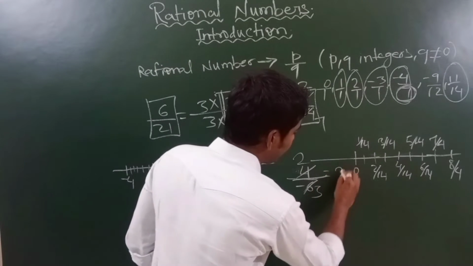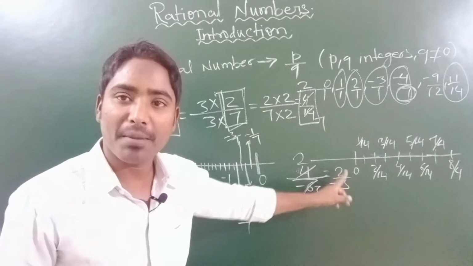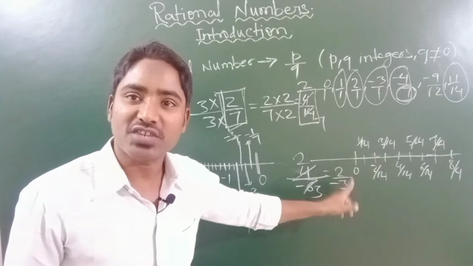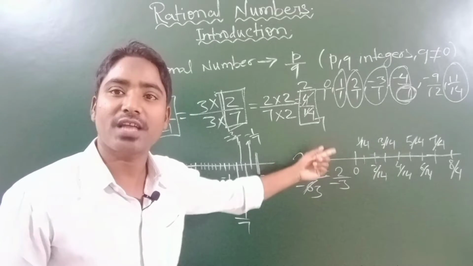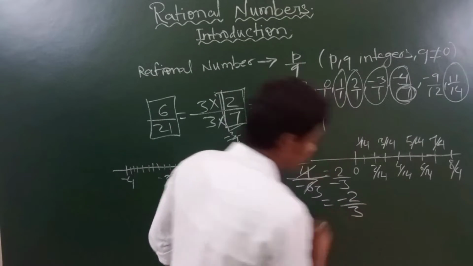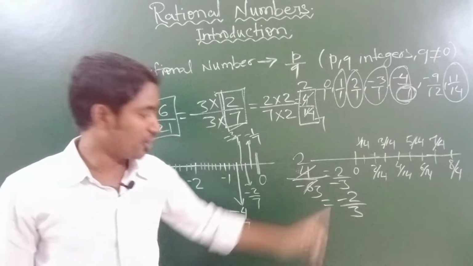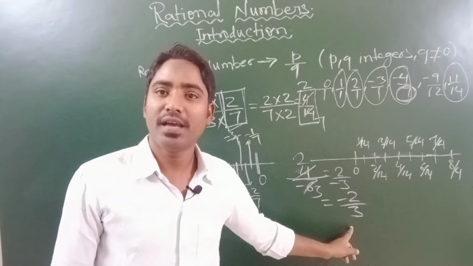Okay, now we are having 2 upon minus 3. Now it is in simplest form but still not written in standard form. Okay, so what we will do, we will shift this minus sign at the numerator. So we will write this same as minus 2 upon 3, and now it is in standard form. Now this rational number is in standard form.